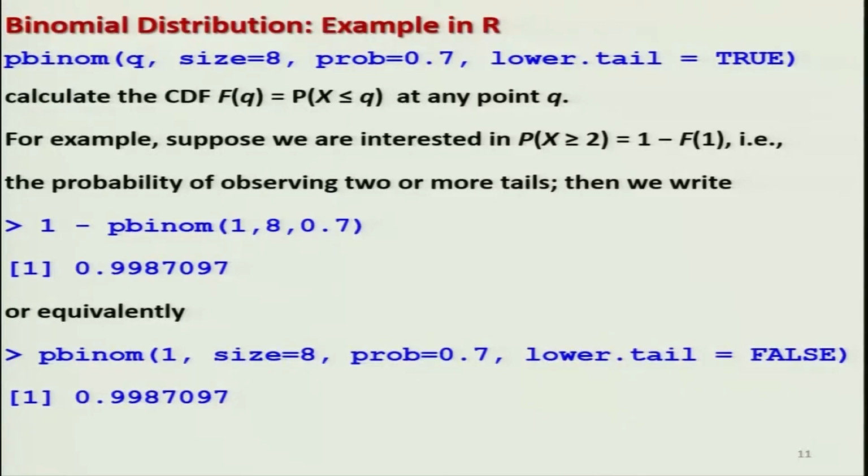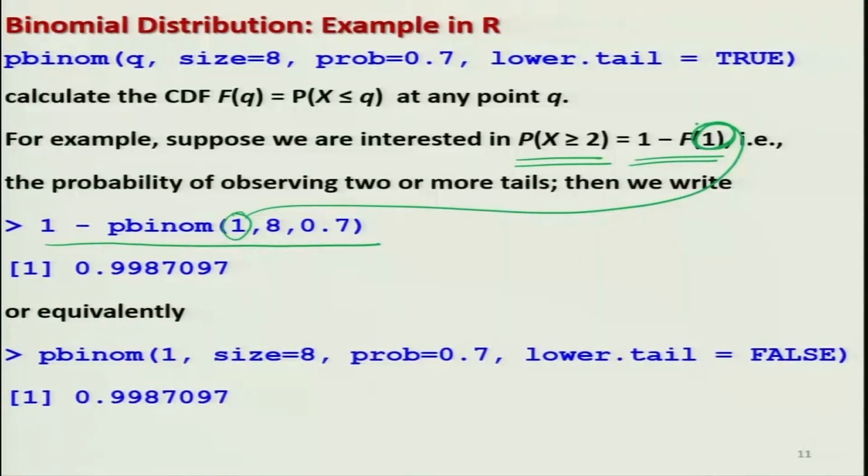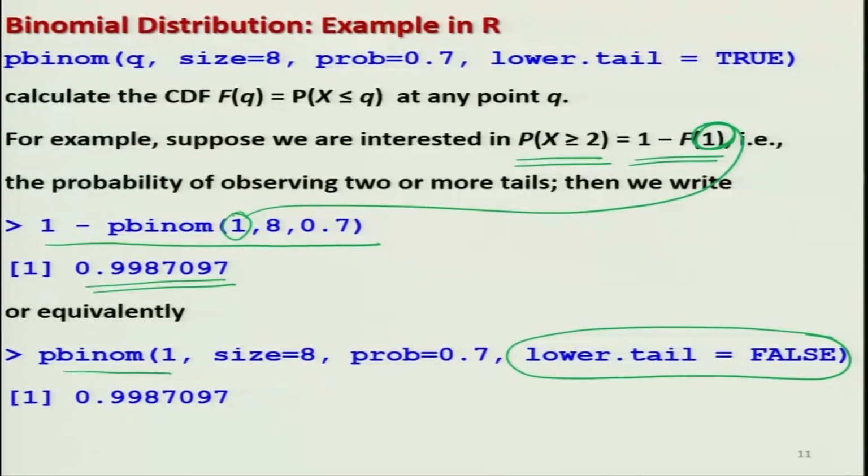Similarly, suppose you want to know the probability that X is greater than or equal to 2. That is going to be simply 1 minus F(1). If you want to do this, I have two options. I can write 1 minus pbinom, and with this 1, this 1 is coming from here, and then n and p. This will give me the value of the CDF, or equivalently I can use the option lower.tail equal to FALSE, and in this case I do not have to subtract 1 minus F(1). I can simply say pbinom 1, size and prob values, and lower.tail equal to FALSE. This will give me the same value you have obtained here.